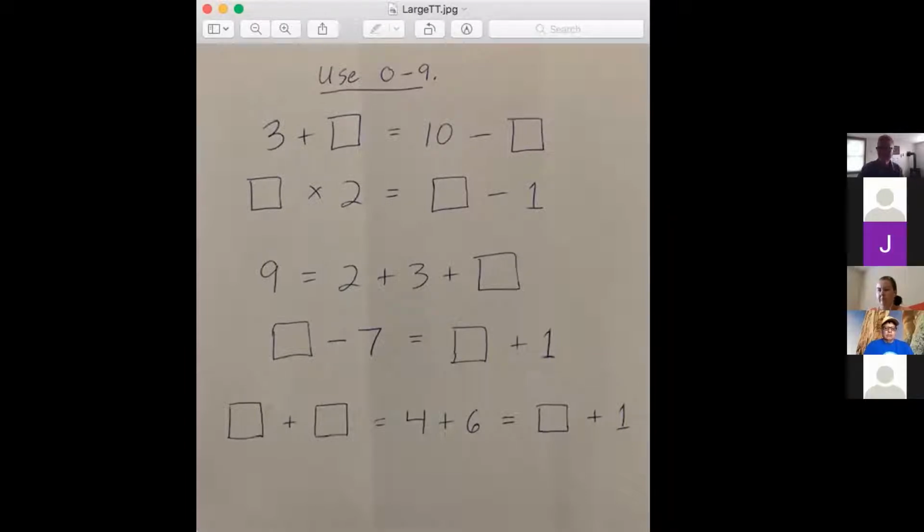Pam, so we only use 0 and 9, right? Or any numbers from 0 to 9? Good question. I'm glad you asked that. So 0 through 9. Okay, thank you. And there are 10 blank spots. So you want to use each digit exactly one time. Okay. Thanks for that question.